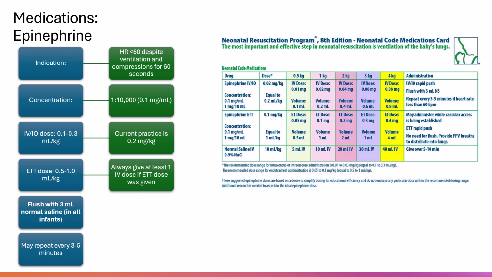If given through an endotracheal tube, the dose is higher, 0.5 to 1.0 milligrams per kilogram, as absorption is less reliable. Flush with 3 milliliters of normal saline in all infants, even preterm ones. You may repeat the dose every 3 to 5 minutes if needed.